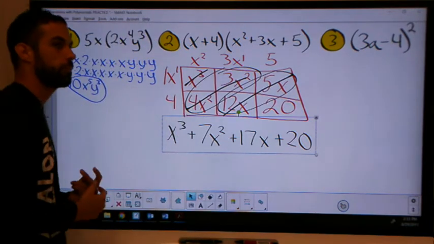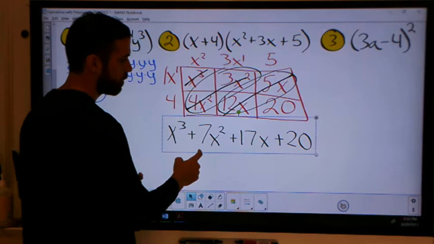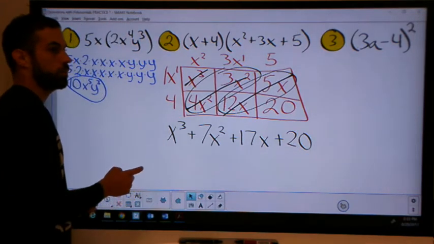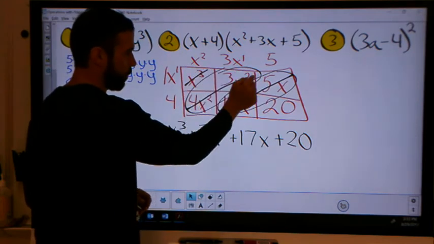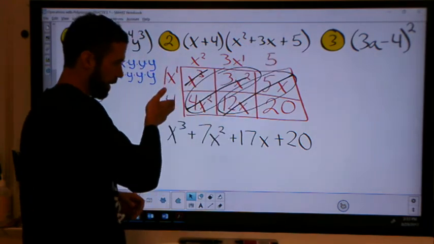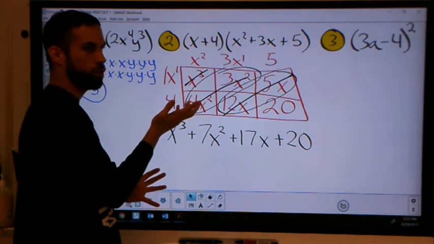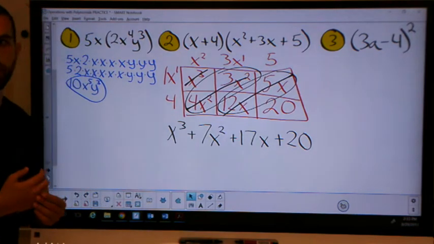Does it matter what order you put the numbers on the outside of the box? No, it doesn't matter. As long as the side that has the 3 spots gets the trinomial, and then the 2 binomial terms go here, you will get the same answer. So it does not matter where you set it up.